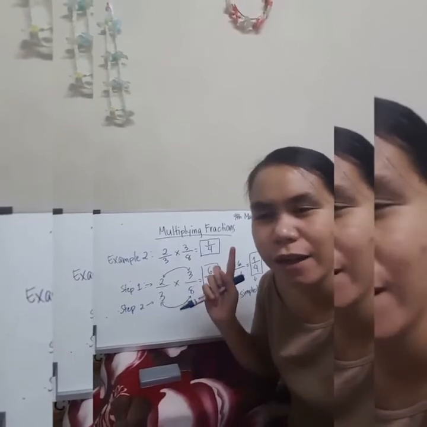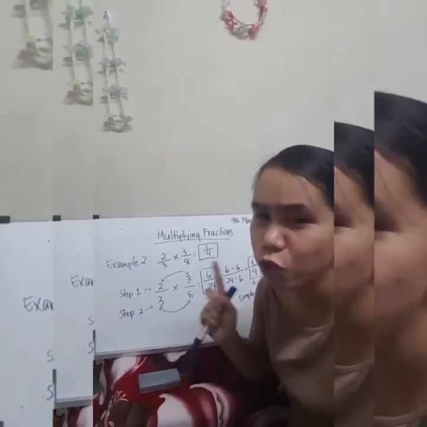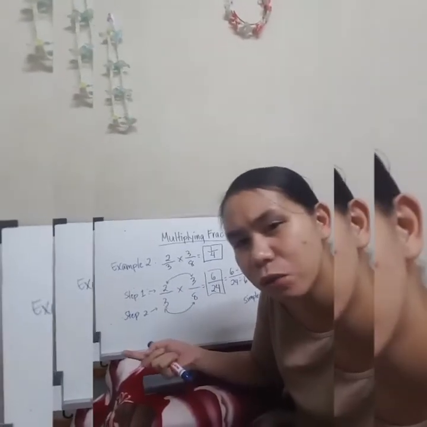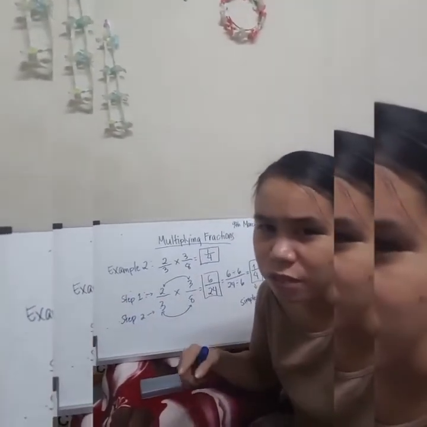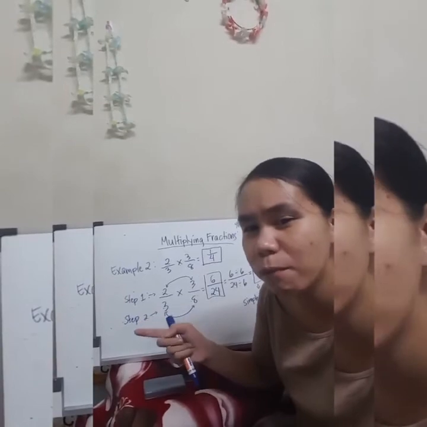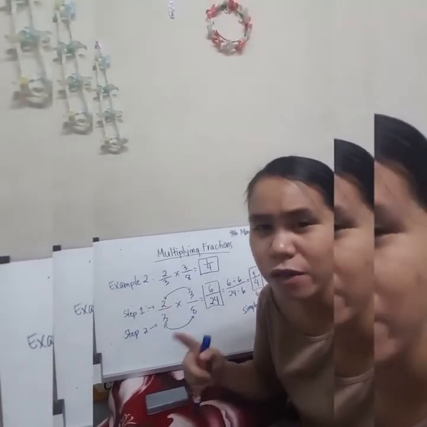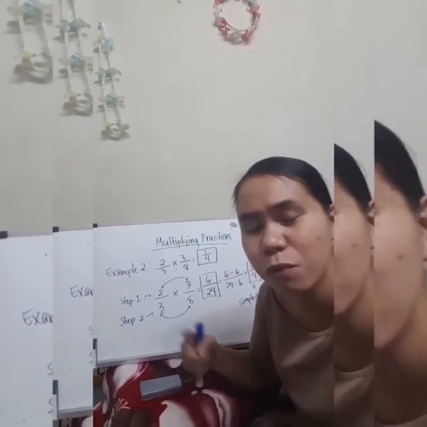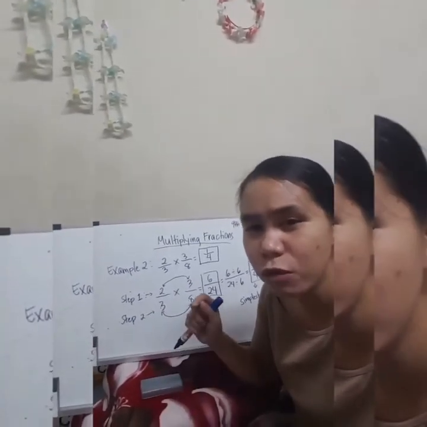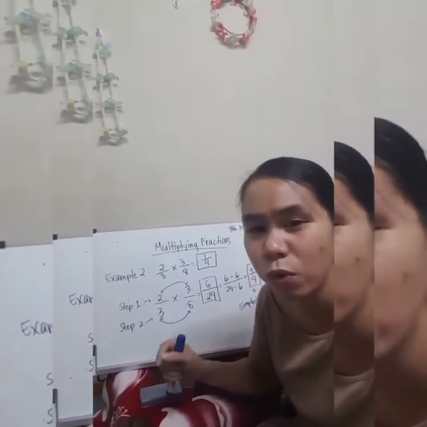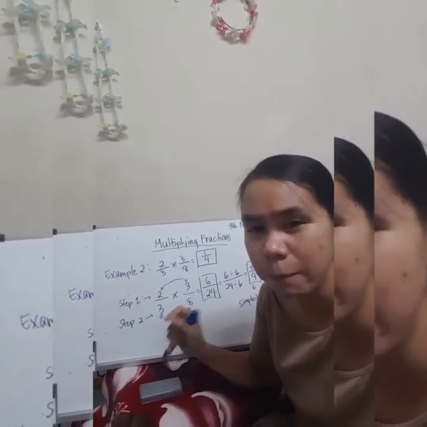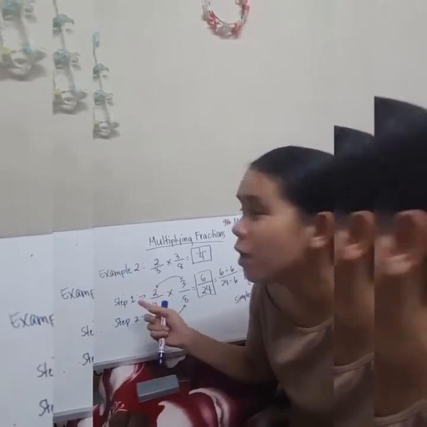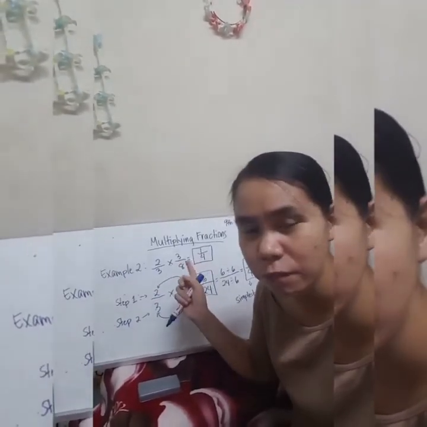So again, the parts: numerator by numerator, denominator by denominator. And if the answer is not yet in the simplest form, find the highest number that you can divide both sides by, the same number, and that would be your final answer, which is what we call the simplest form. So don't forget that one. This is very helpful for you in multiplying fractions.